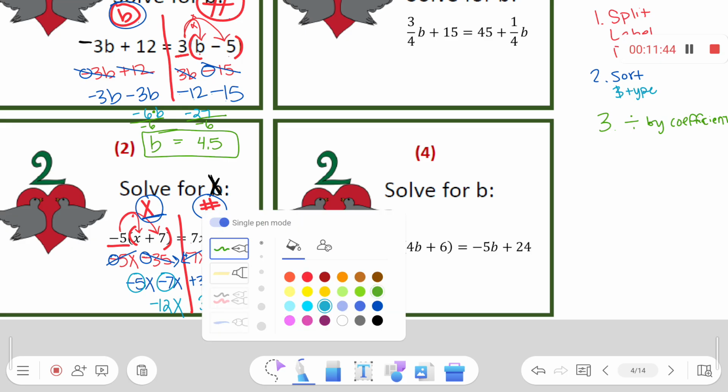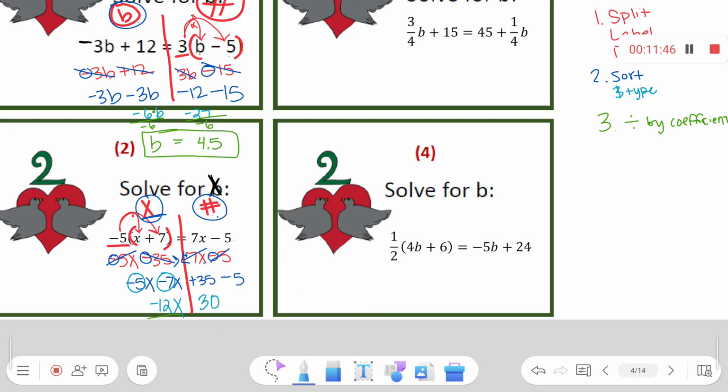The last step is to divide by the coefficient. Dividing by the coefficient means on both sides I'm dividing. That's where the fraction bar comes in. And on both sides I'm dividing by the same thing. It has to be the number touching the x. The number and the sign touching x is -12. So we're dividing both sides by -12. That leaves us with 1x equals -2.5. This is just on the calculator.